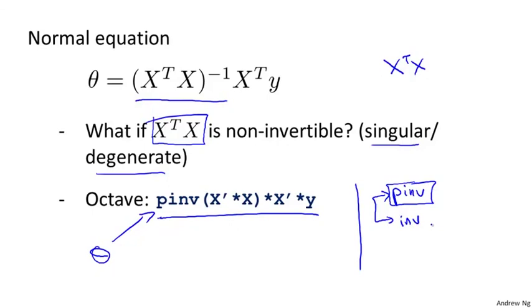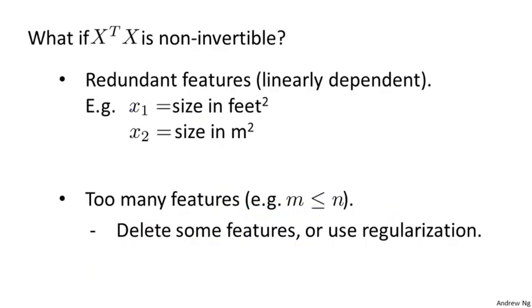But I thought in this optional video, I'll try to give you a little bit of intuition about what it means for x transpose x to be non-invertible, for those of you that know a bit more linear algebra and might be interested. I'm not going to prove this mathematically, but if x transpose x is non-invertible, there are usually two most common causes for this.